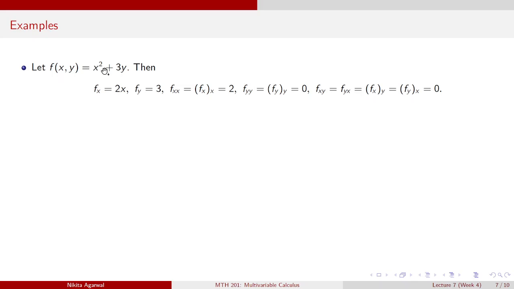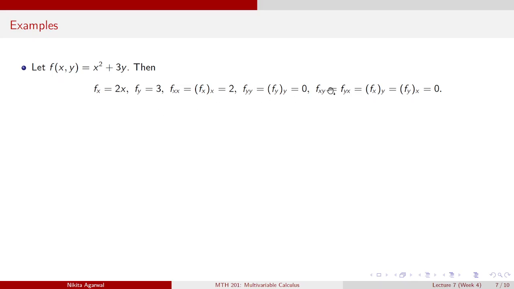So this term x squared is a constant. The derivative of that with respect to y will be 0, and you will only get 3 when you differentiate 3y with respect to y. Now what is fxx? It is differentiating fx with respect to x. So fx is 2x. There is no y already, so it's easy. When you differentiate with respect to x, you just get 2. Now fy is 3, which is already a constant. So when you differentiate fy with respect to y, you just get 0.